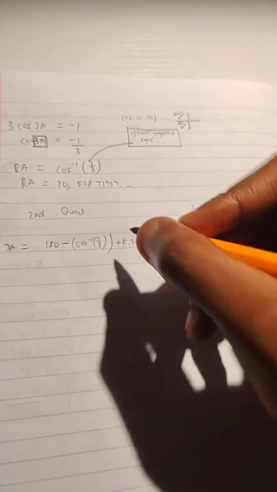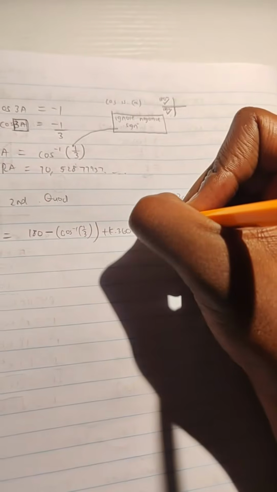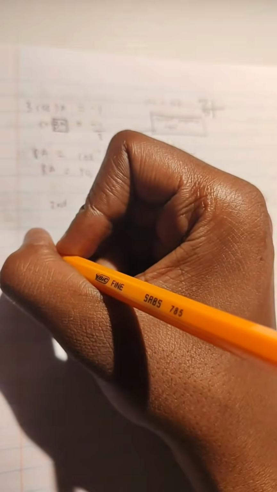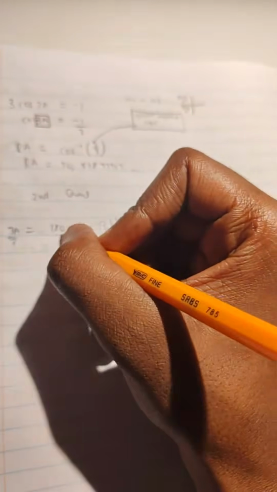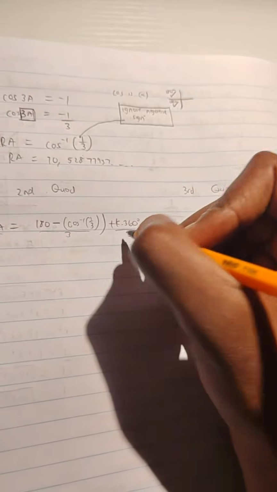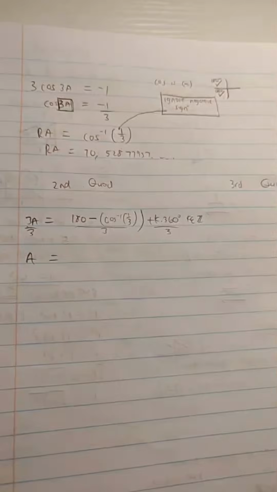Then what am I going to do? Where k is an element of integers. We divide by 3. We divide by 3 for all terms, everything, everyone. A is equal to.